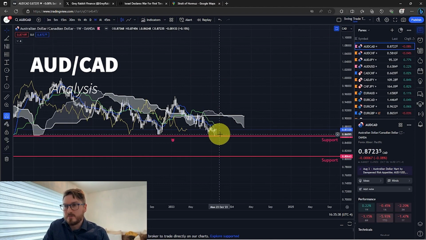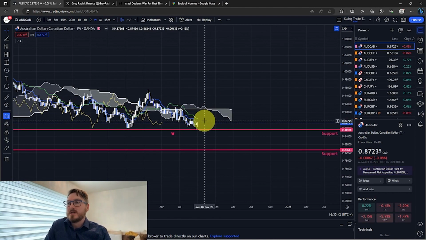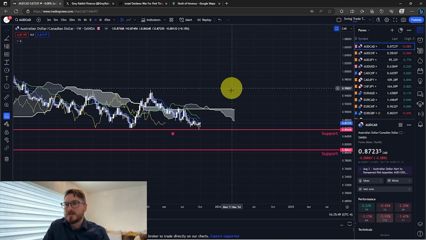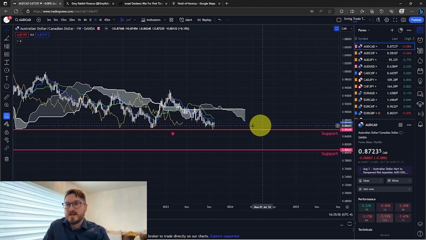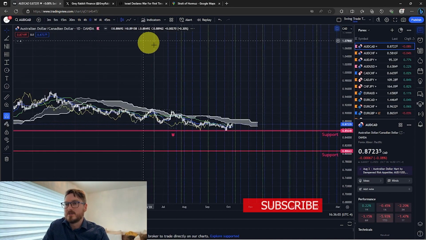Right now, price is just around the Tenkan-sen. We've got the Chikou span below the candles, and we have a nice bearish Kumo cloud formation here. So I'm looking for price to break below this support level, which is the 0.85648 level, and we will be targeting the next support level at the 0.80643 level. Now let's look at the daily chart for some more details.